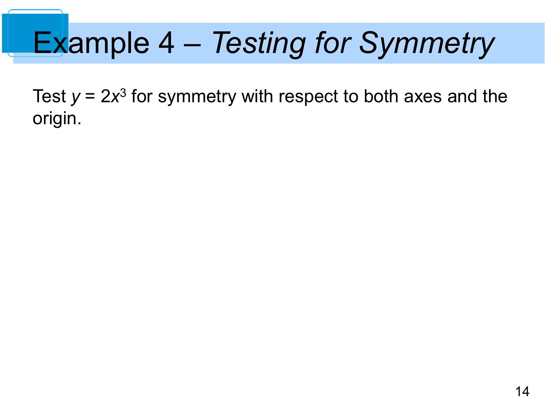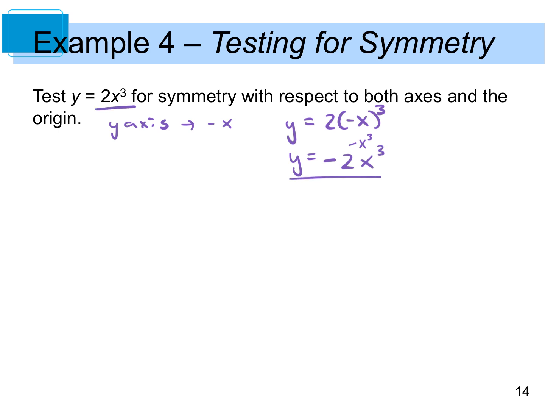So in example 4, we're going to test for symmetry. It doesn't really matter what we try first. We can test for symmetry on the y-axis. So when we test for symmetry on the y-axis, we're going to plug in negative x. So y is equal to 2 times negative x to the third power. When we simplify this, we get y is equal to, negative x to the third power would be negative x to the third power. So we can call it negative 2x to the third power. This is a different equation than this, so it's not symmetrical on the y-axis.